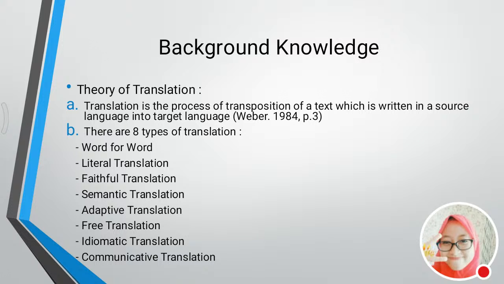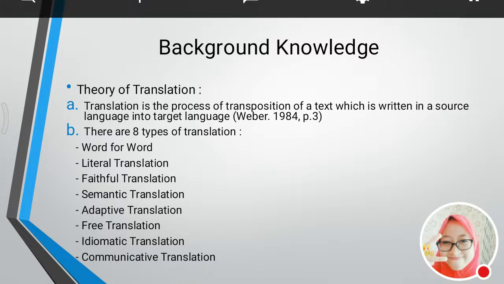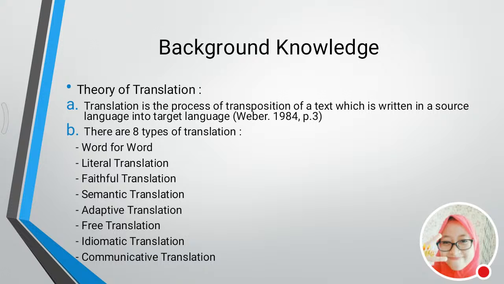There are 8 types of translation. The first is word-for-word. Word-for-word translation is reversing the source language word order and the words are translated by their most common meanings. The main use of this method is either to understand the mechanics of the source language or to elaborate a difficult text.